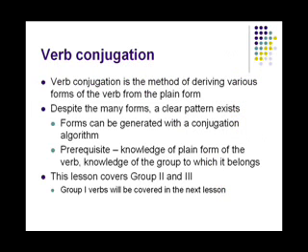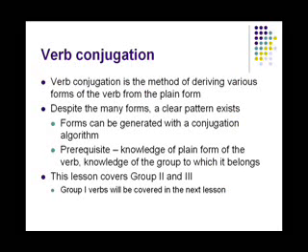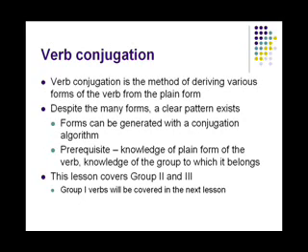Verb conjugation is the method of deriving various forms of the verb from the plain form. Despite the many forms, a clear pattern exists. These forms can be generated with a conjugation algorithm. The prerequisite for finding this conjugation is knowledge of the plain form of the verb and knowledge of the group to which that verb belongs. In this lesson, we will be covering groups 2 and 3.